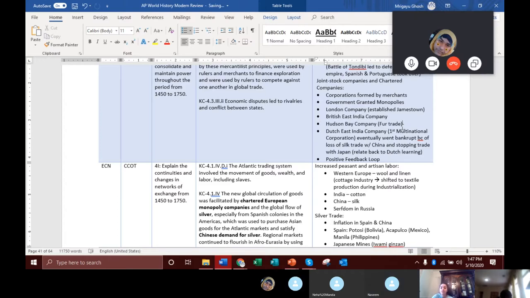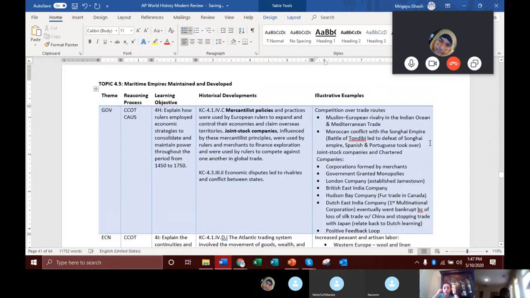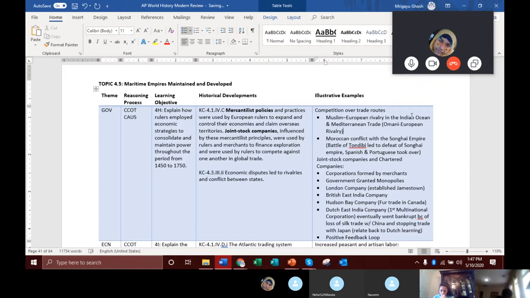Silver inflation, we talked about that. Carpets, okay, silver. Do you want to put fur trade in Canada? Yeah, fur trade in Canada, we can put that. There's one more rivalry that we didn't put up, and that is the Muslim European rivalry, but specifically it's Omani European rivalry. Okay, good. Piracy, we mentioned piracy in there. Resource extraction, good. I think we've covered everything here. Continuing on.